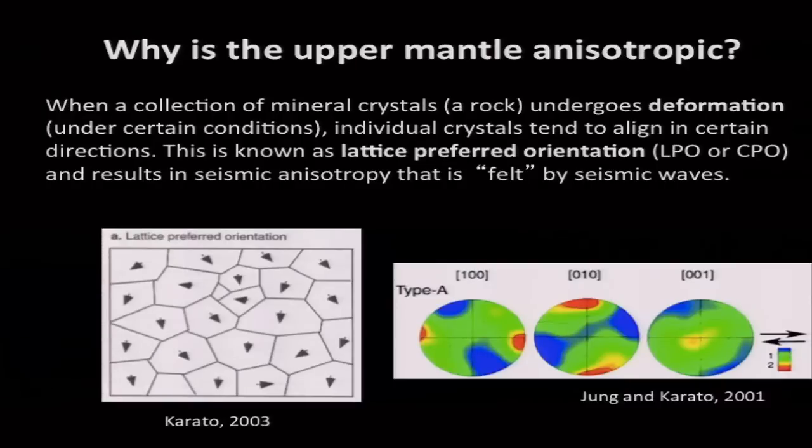deformation, at least under certain conditions. And Greg has already talked about how you can have deformation accommodated either in the dislocation creep regime, which is going to give you lattice preferred orientation, or in the diffusion creep regime, which won't. So if you take this rock and deform it via dislocation creep, individual crystals will tend to preferentially align in certain directions. And this is known as lattice preferred orientation, LPO.